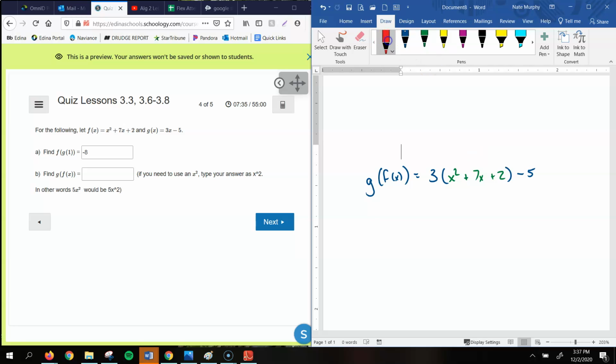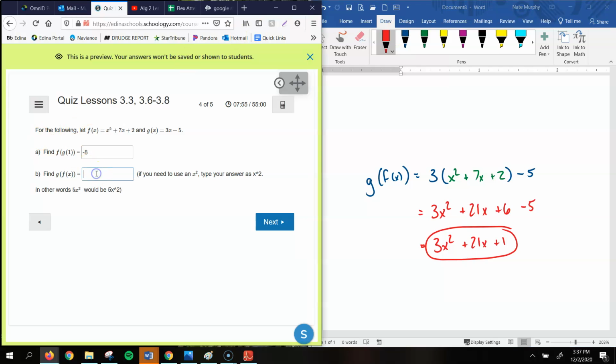To simplify this, I'm going to distribute the 3 through, so we get 3x squared plus 21x plus 6, but don't forget about the 5. If you forgot about the 5, you lost points. So then we'd simplify the 6 minus 5 and get 1. So our final answer would be 3x squared plus 21x plus 1.